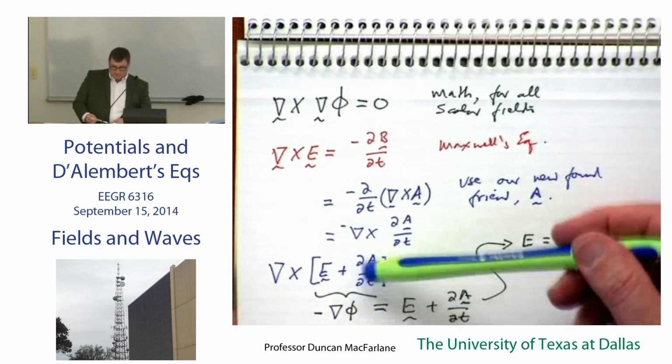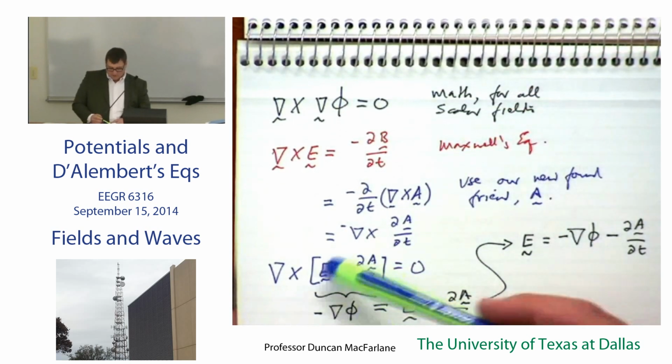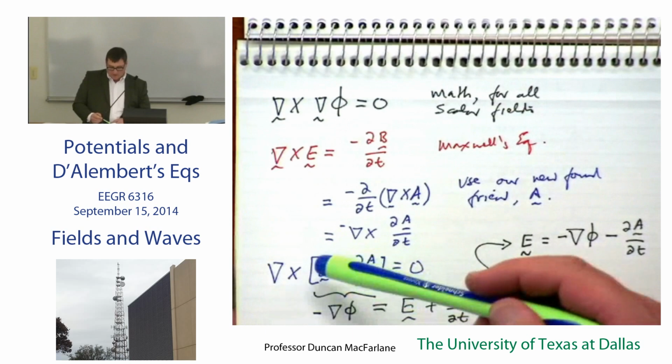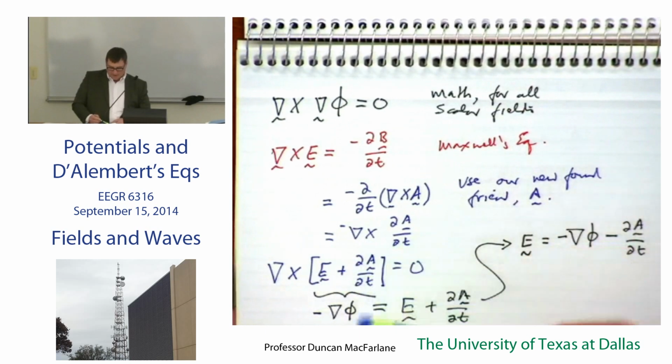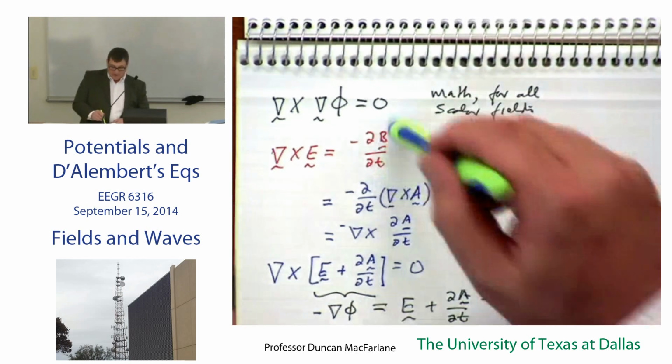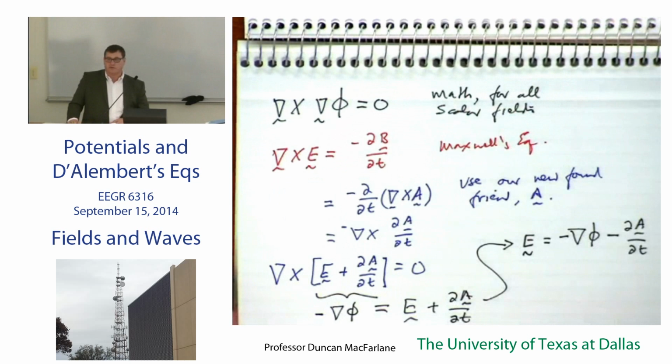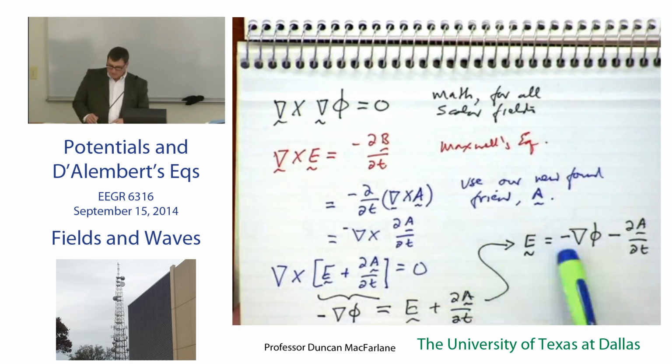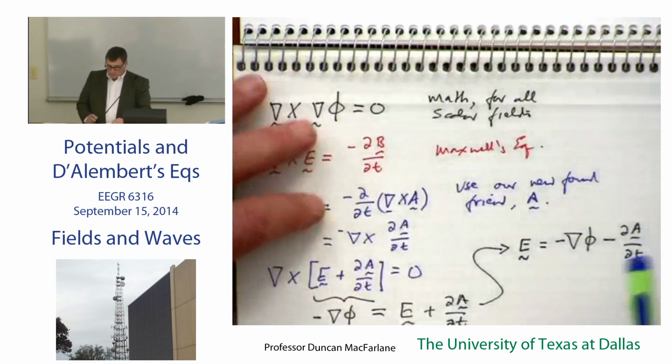So now if I compare this equation with this equation, I can say, well, gee, if I define E as minus the gradient of phi minus del by del T of A, then I can satisfy this second Maxwell's equation without doing anything, just on the basis of a vector identity. No physics, just math. There's no physical constraints. It always happens.